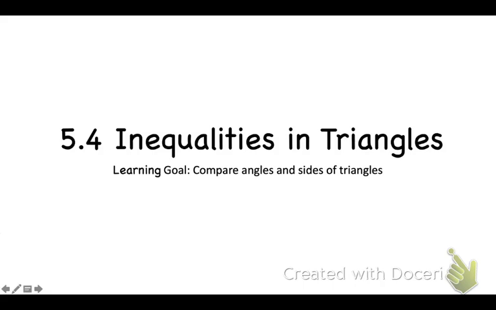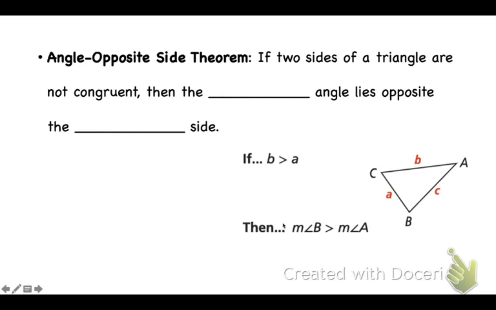Okay, 5-4, inequalities and triangles. This is the only section we're doing in topic 5. It is a very intuitive section, but it's one we need to do. We need to talk about it. Once we do it, you're like, oh, well, yeah, that makes complete sense. But we need to be aware of it and bring it to the forefront of our thought and not the back. We're going to be comparing angles and sides.